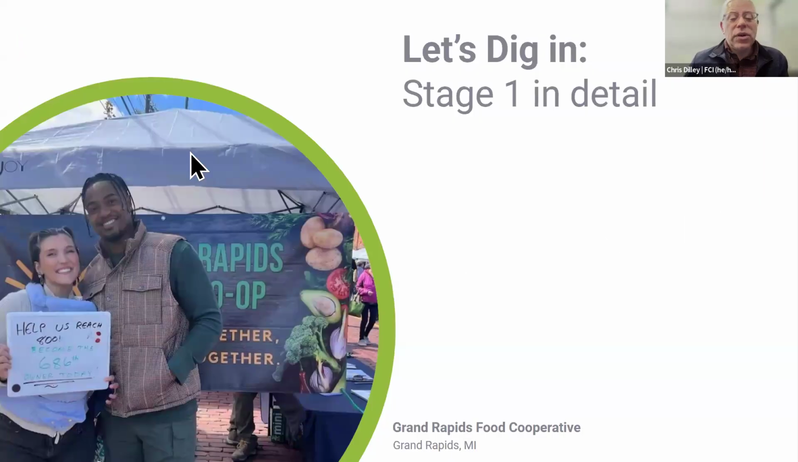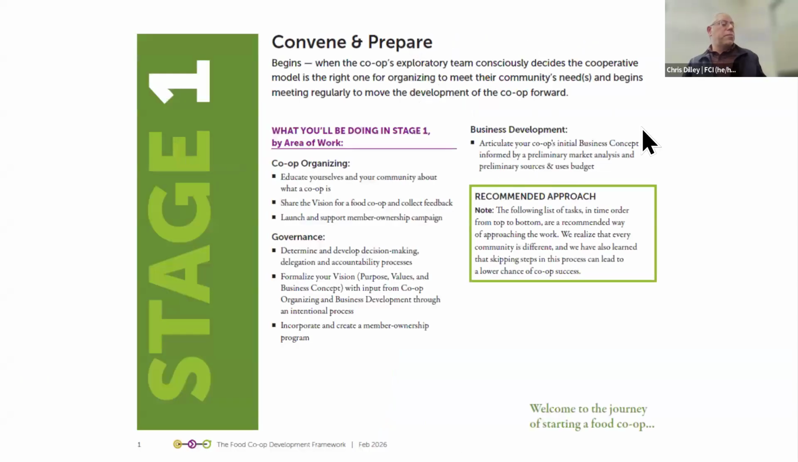So what I'd like to do is spend a little bit of time now going in depth on the stage one portion of the checklist, so you can see the structure in action and get a feel for the level of detail that the tool provides. For example, stage one, convene and prepare. It begins when the co-op's exploratory team consciously decides that the cooperative model is the right one for organizing to meet their community's needs, and begins meeting regularly to move the development of the co-op forward.